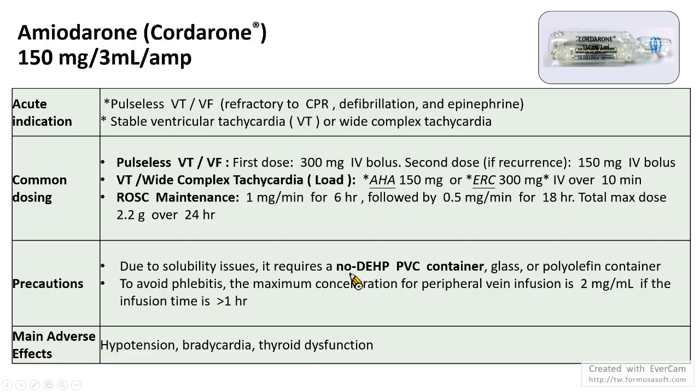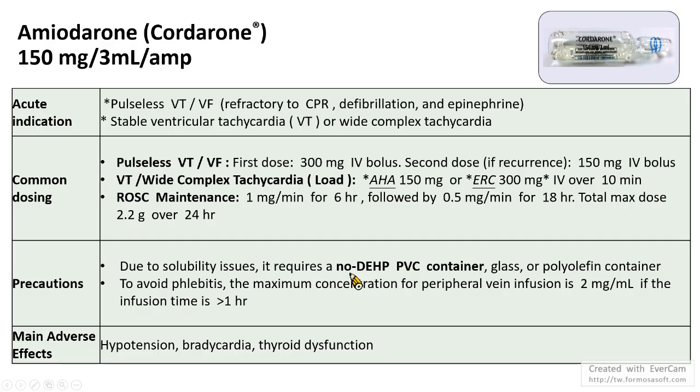And after the patient has return of spontaneous circulation from the resuscitation of the cardiac arrest, we need to keep on the maintenance dose of amiodarone as a continuous infusion drip for the first 6 hours at a rate of 1 milligram per minute, followed by the rest of the 18 hours at a half rate of 0.5 milligram per minute.